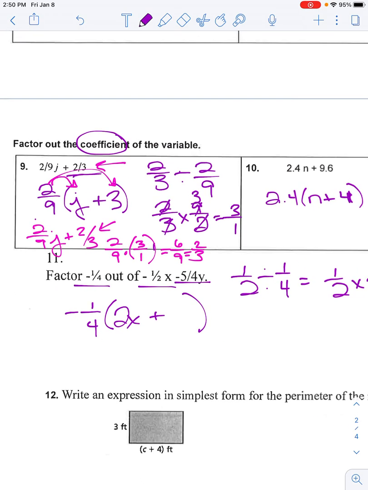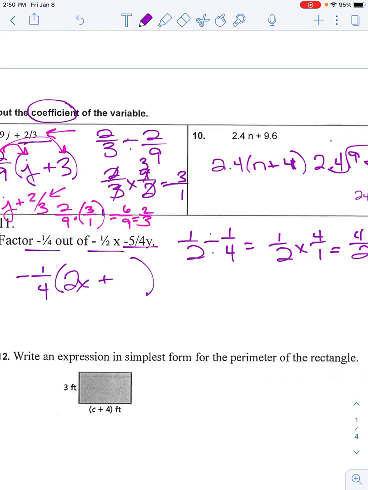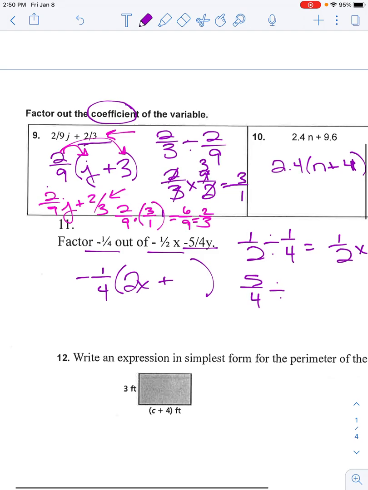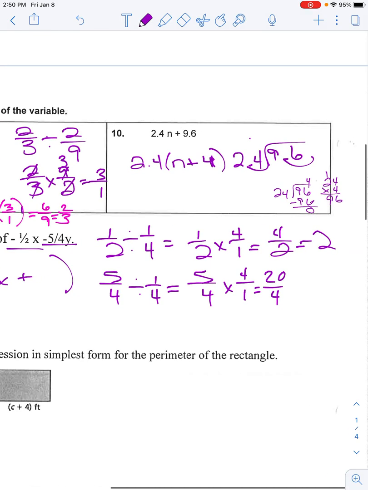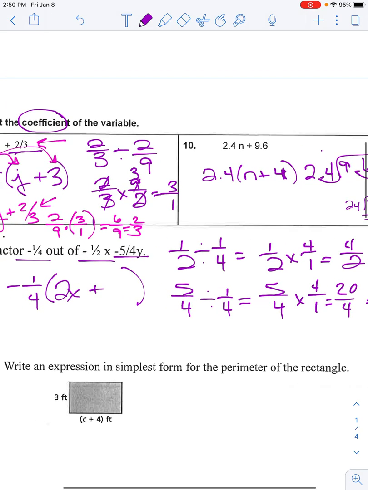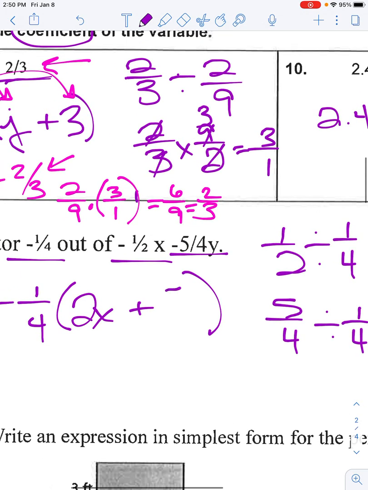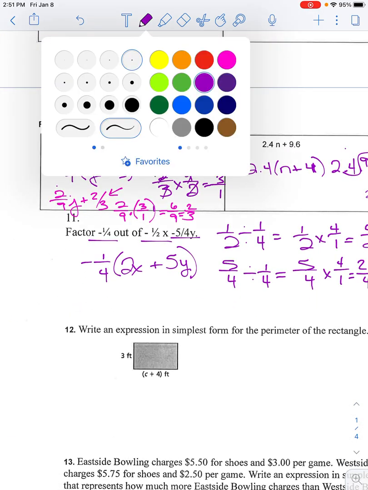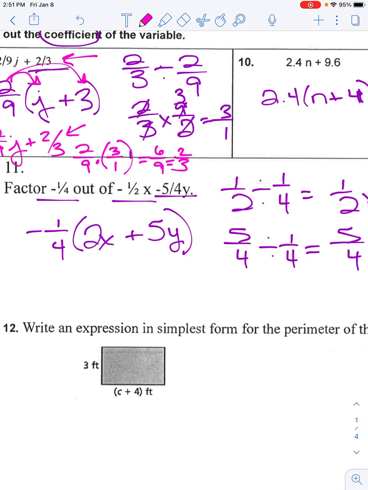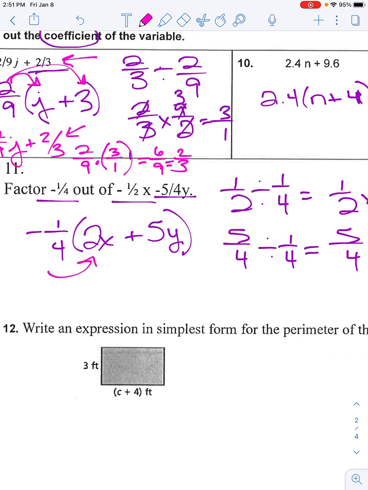And then I want a negative 5/4, so this one would be positive. Now I'm doing 5/4 divided by what we factored out, 1/4. And again, we don't divide fractions. We keep it, switch it, flip it to get 5. Look at your variable. It should be 5y.